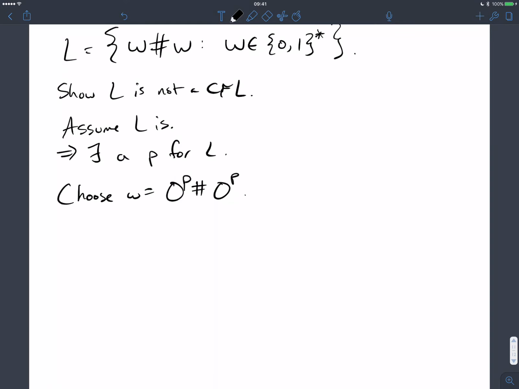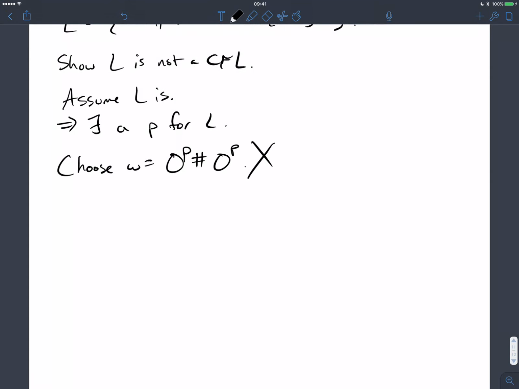How about we call it U, whatever, V be a single zero, X be the pound sign, Y be a single zero, and Z be the rest. Well, no matter how I pump, I'm going to put a zero on both sides of the pound sign in the same number every time. So it'll always be of the form W pound sign W. So I shouldn't pick that string. So bad, Ryan. That was a bad choice.